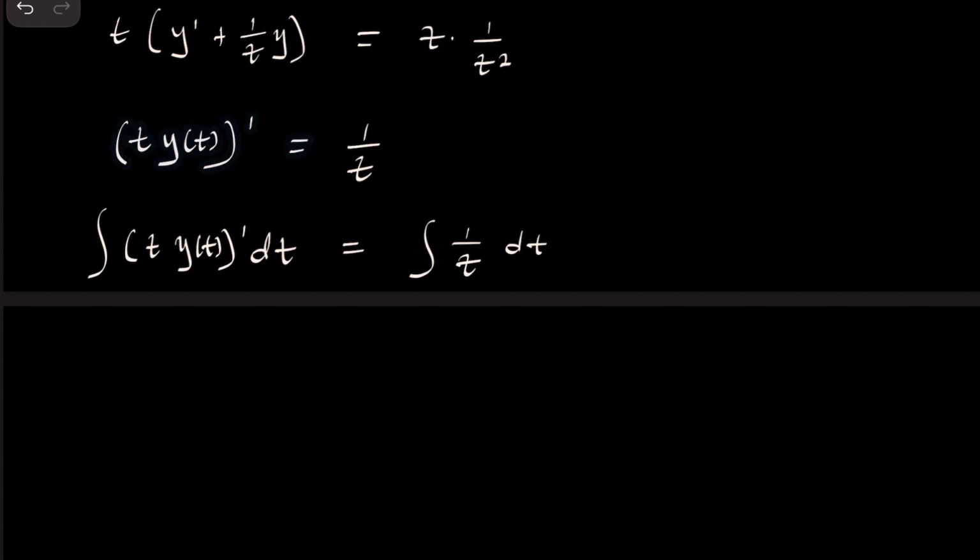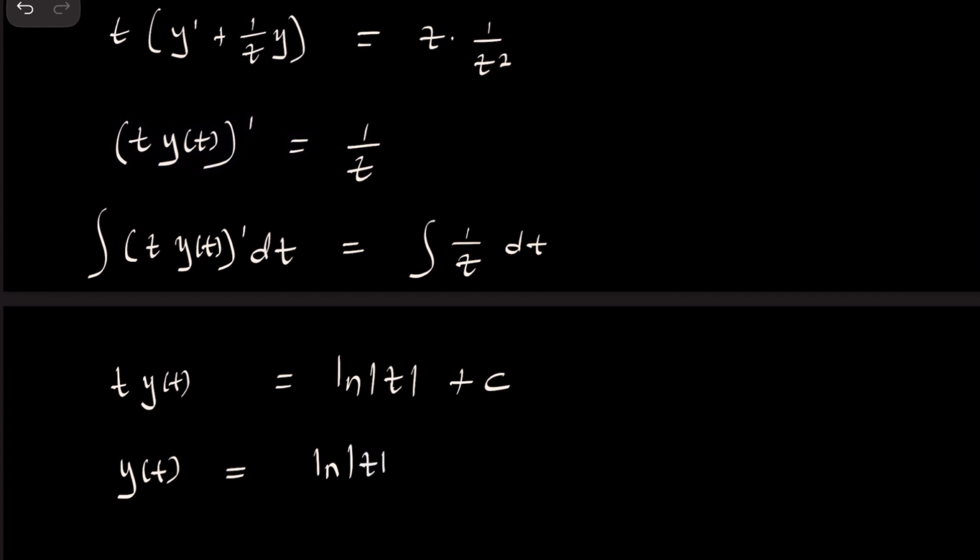And so the left hand side is going to be t y of t is equal to, when we integrate 1 on t, we're going to have ln of the absolute value of t, then plus a constant c. So our goal is to find y. So we are going to have y of t is equal to ln of the absolute value of t divided by t plus c on t.